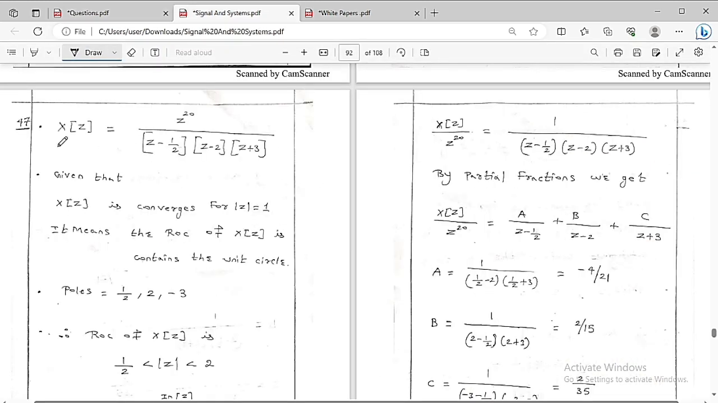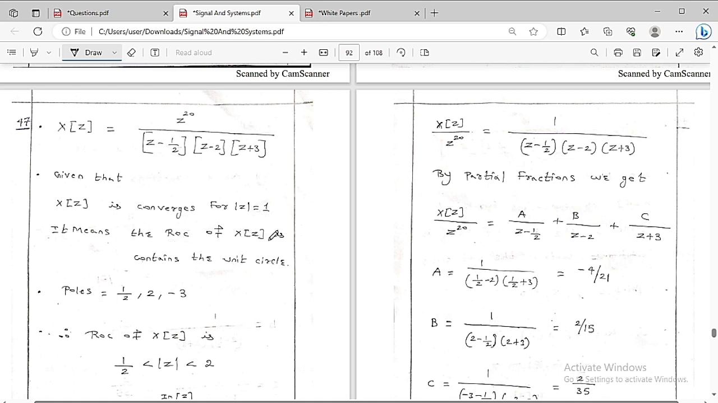X(z) is given as z to the power of 20 divided by (z minus half)(z minus 2)(z plus 3). In the question, they have given that X(z) converges for mod z equal to 1. It means that the ROC of X(z) contains the unit circle.